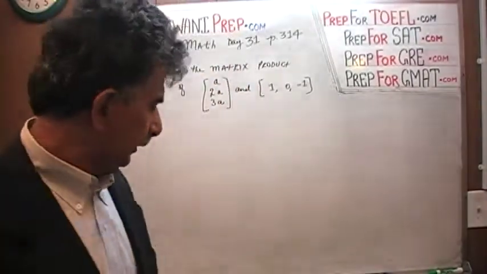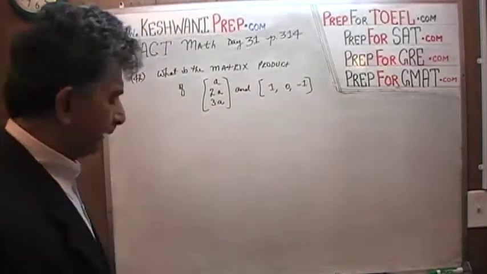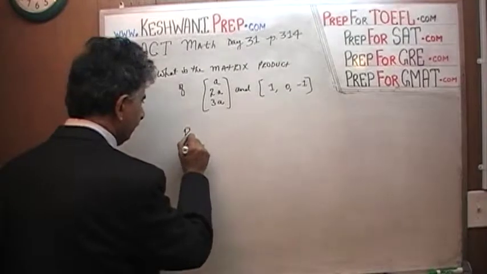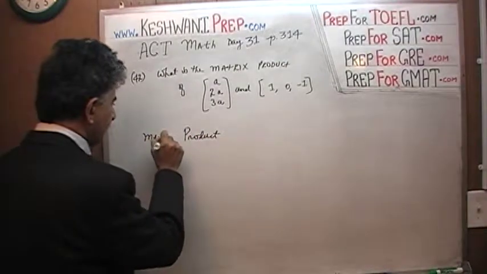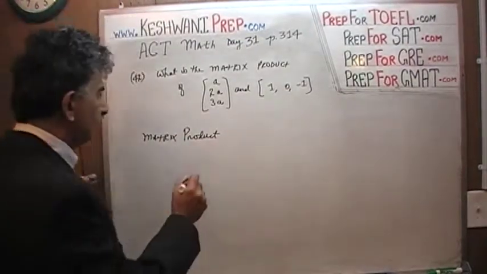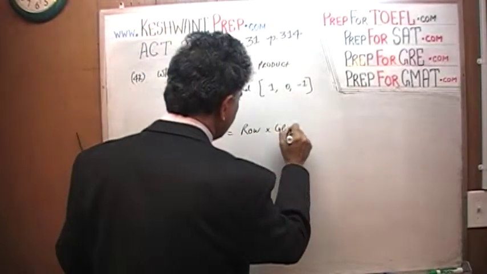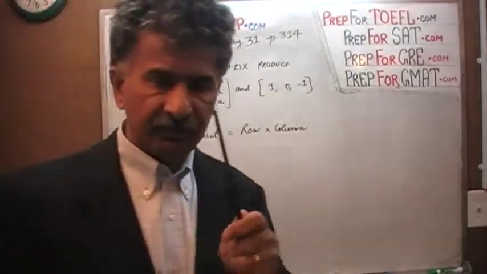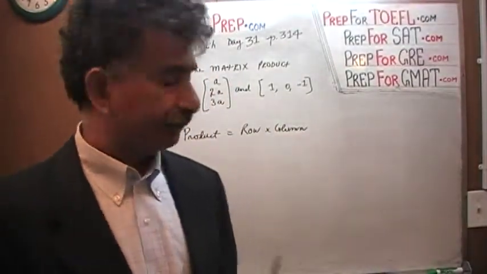That's all it is. Now when we're multiplying matrices, we have to understand that when you're multiplying one matrix by another, the product of two matrices is always equal to row times column. You have to take the row of the first matrix and multiply it by the column of the second one. And that's how it's always done.